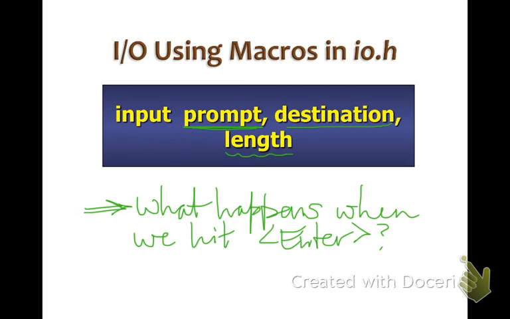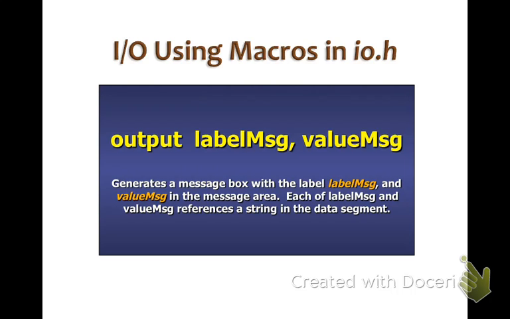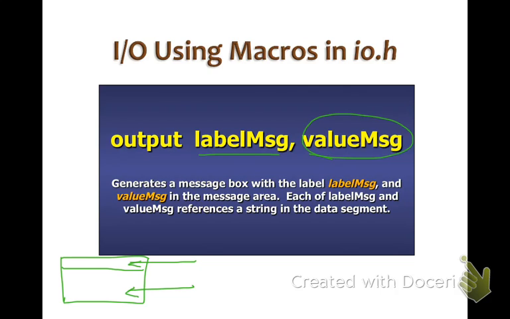More questions. All right, there was input, here's output. Output has two arguments. Output is a macro that generates a message box with the label message, and the value message is in the message area. So it's just like a GUI window, where this is my label area, this is my value area. Each of label and value refer to a string in the data segment that we've already defined and stored values in.